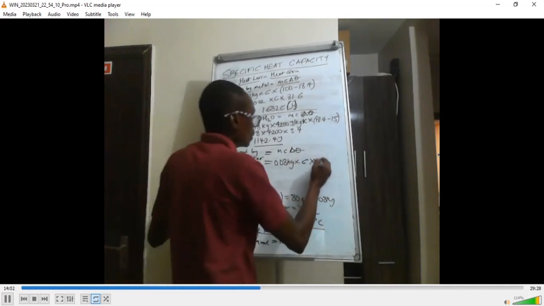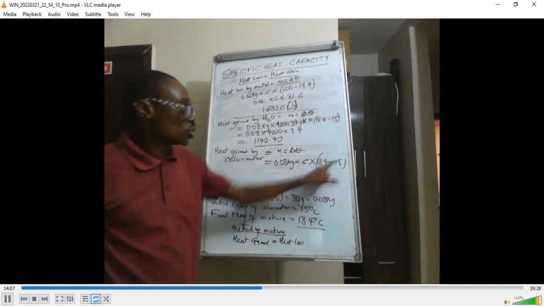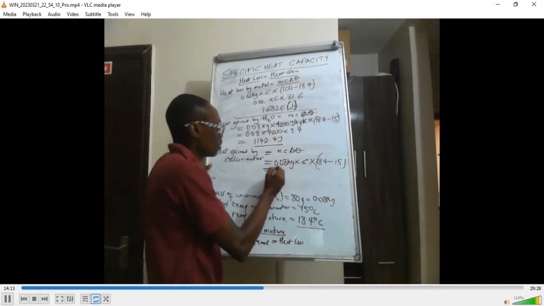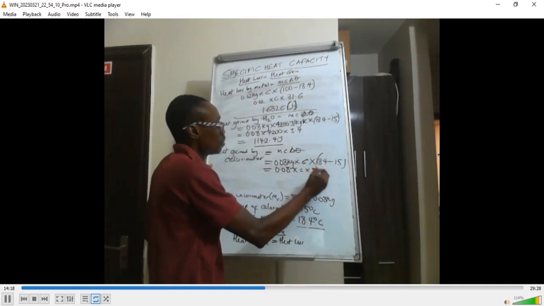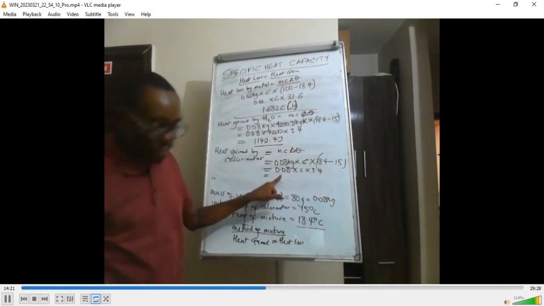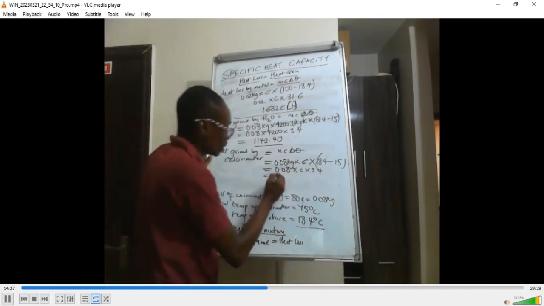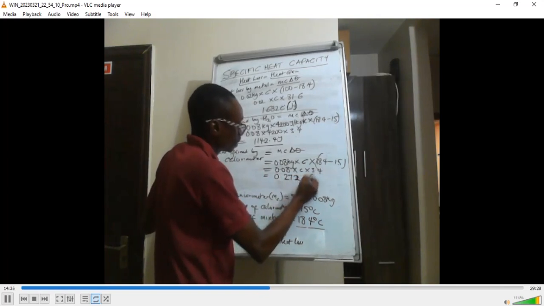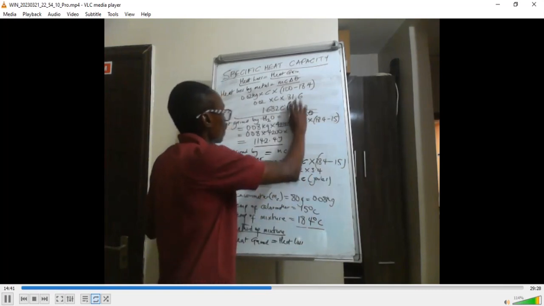So we have 18.4 minus 15. This was the final temperature of the mixture, and this was the initial temperature of the calorimeter. So we have 0.08 times c times 3.4. So 0.08 times 3.4 gives us 0.272 c, still in joules.